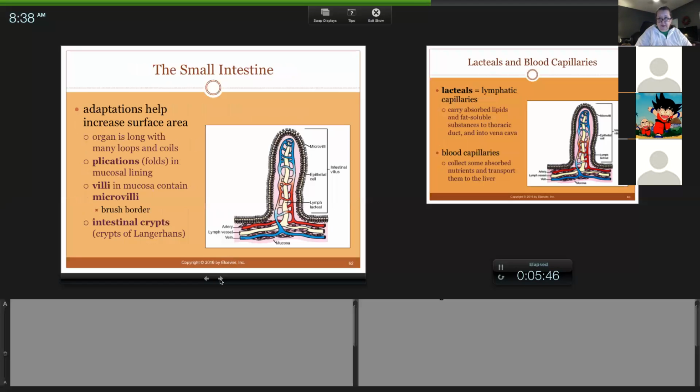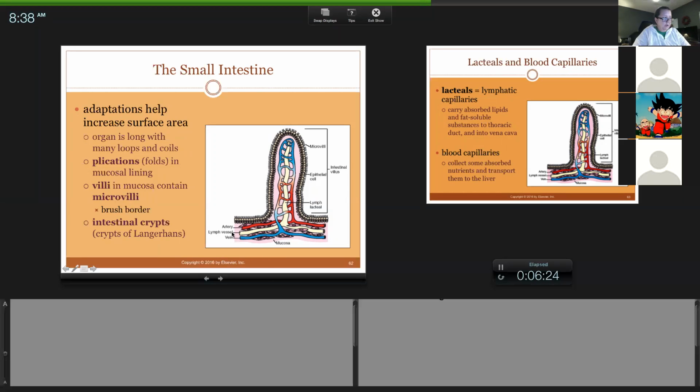Now, if you look at the small intestine, this is microscopic. If you're watching me, you see me go up and down. They have these folds. Think of the stomach, which had folds called rugae, and stuff can get in between the folds, which helps absorption. In the small intestine, they have loops and coils, but they have folds or plications inside the mucosa. So it's not completely flat. There are little folds, and then there's villi.